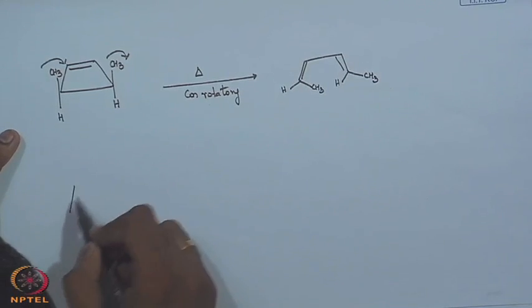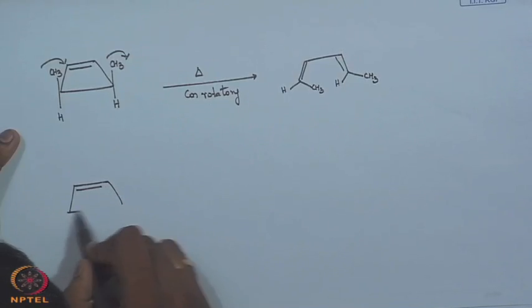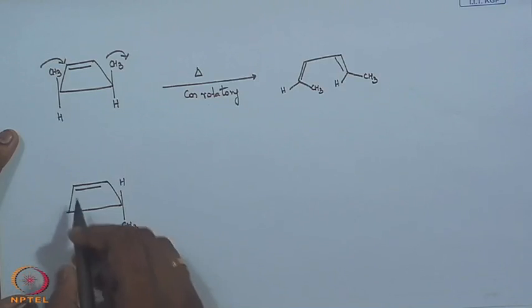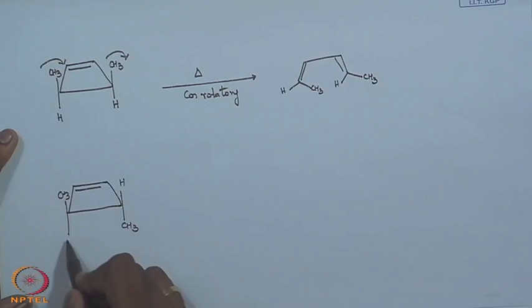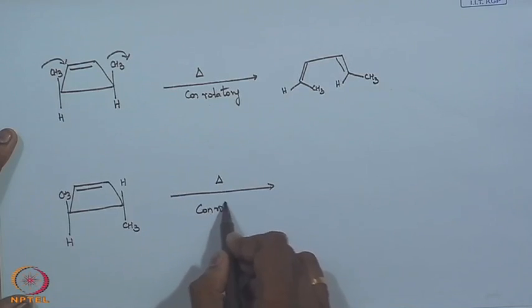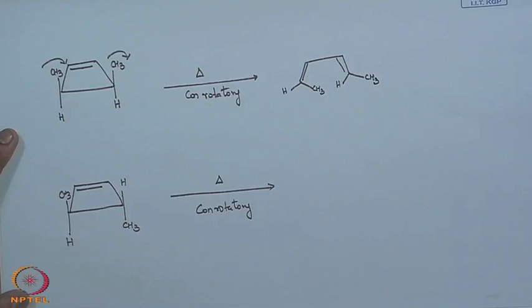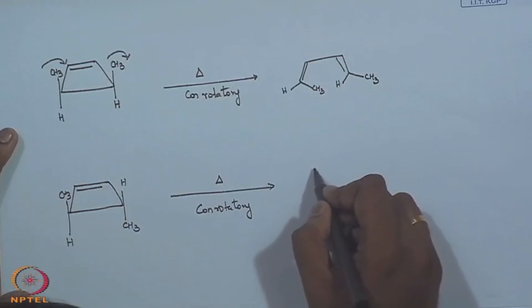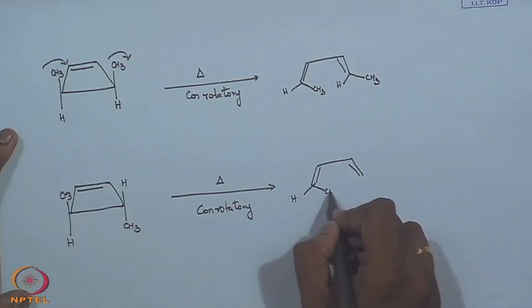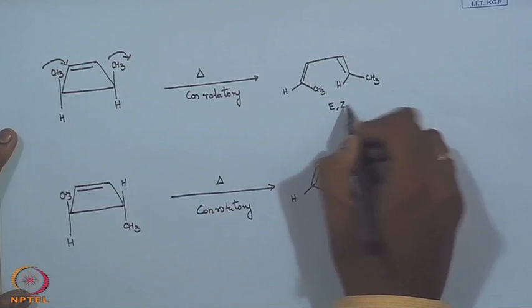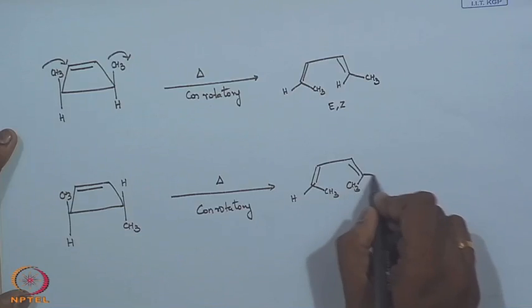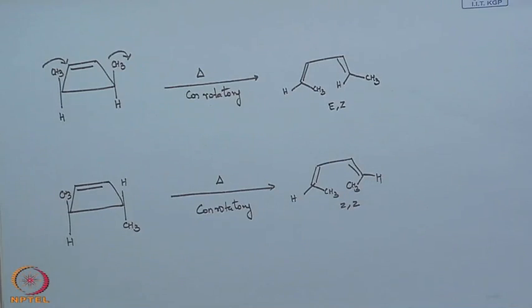Same way, if I take this, you have a hydrogen here, you have a methyl here, just the reverse product of this. If I take this and do it in heating, conrotatory, I should get the other product. Like this is easy, so I should get my ZZ. So, it should be EZ, this side EZ, and this should be my ZZ. So, I get these products.